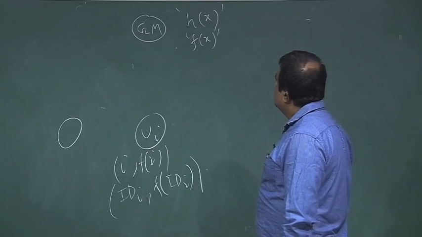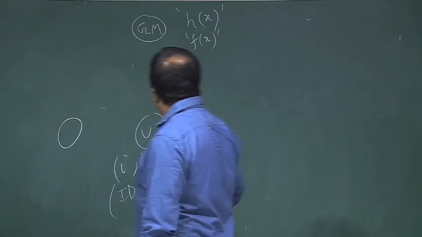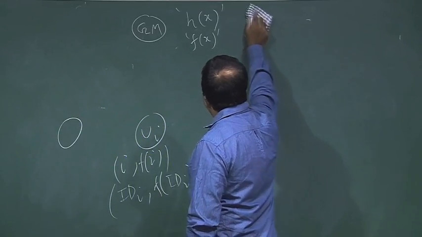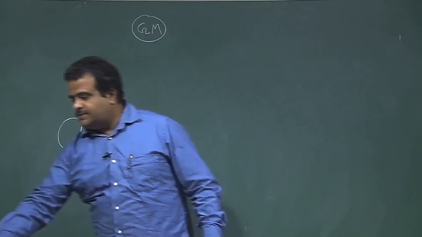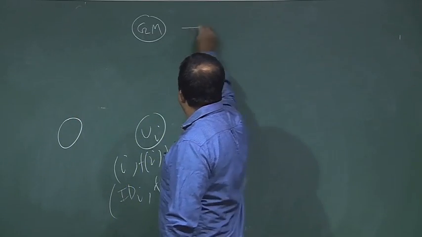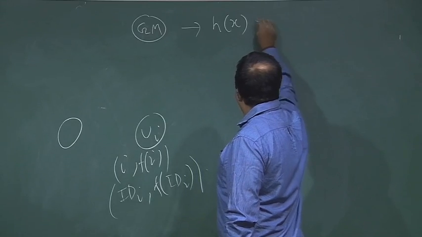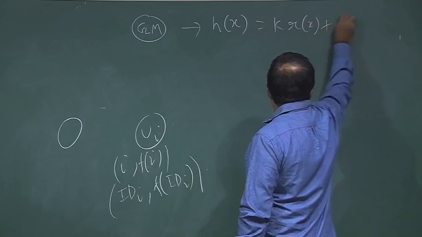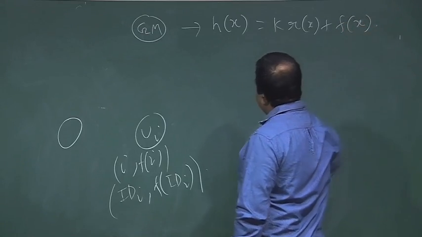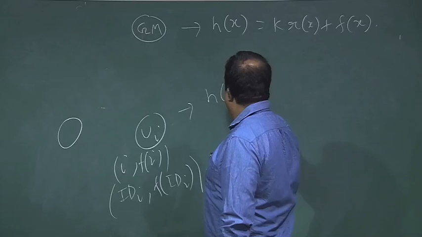So now, this is the value it is having. Now what is the GM doing? The GM is broadcasting this h of x. h of x is basically k r of x plus f of x.